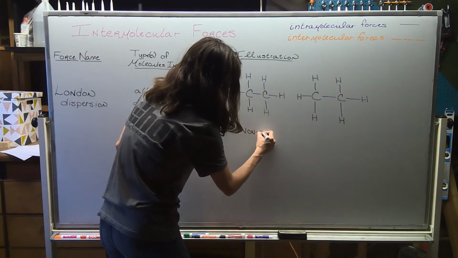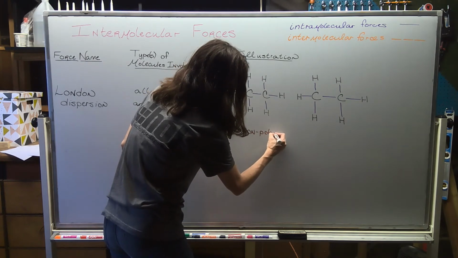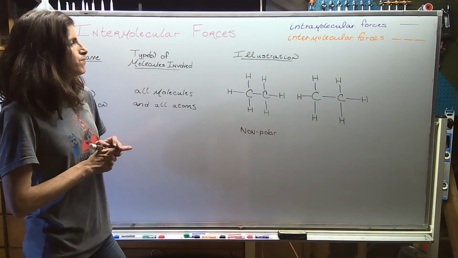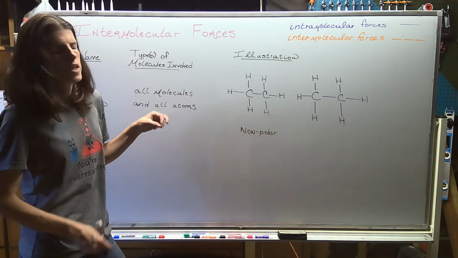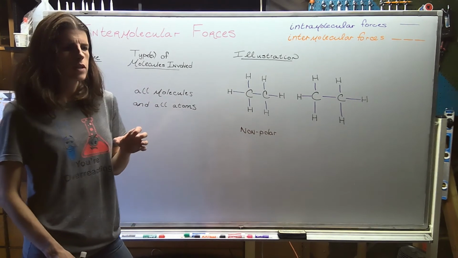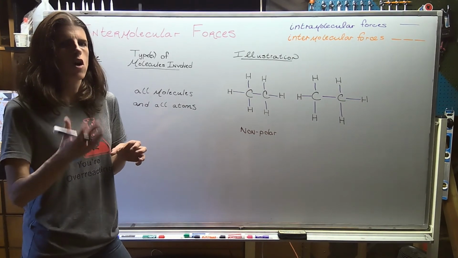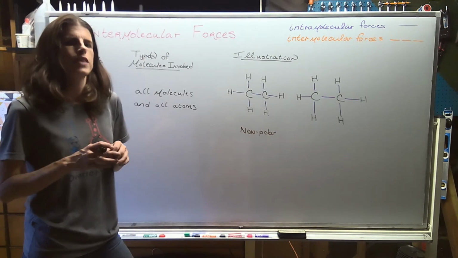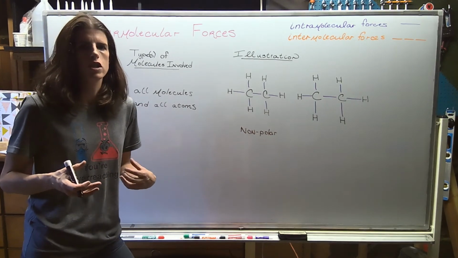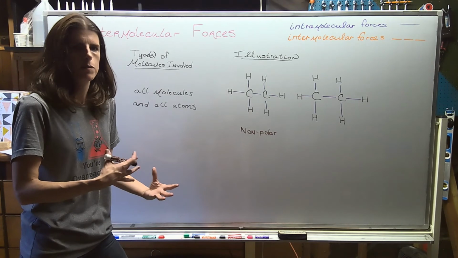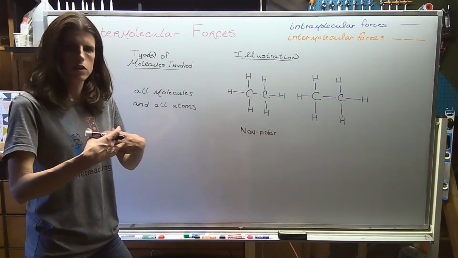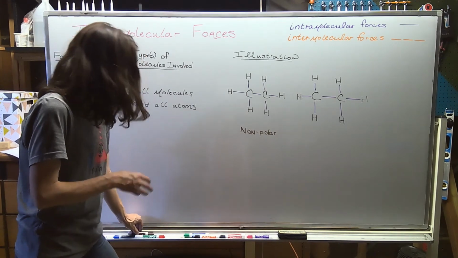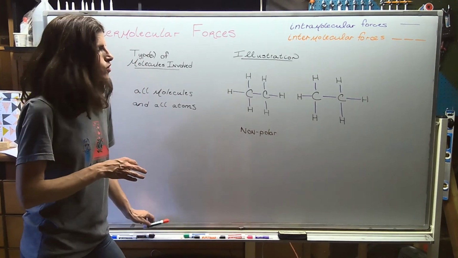I have identified them as non-polar for two different reasons. One is that they're very symmetrical, and the second reason is that the electronegativity values between carbon and hydrogen are very similar. So if you have a molecule that just consists of carbon and hydrogen, it's automatically going to be classified as non-polar because the electronegativity values are so close. However, it still has a bunch of electrons.